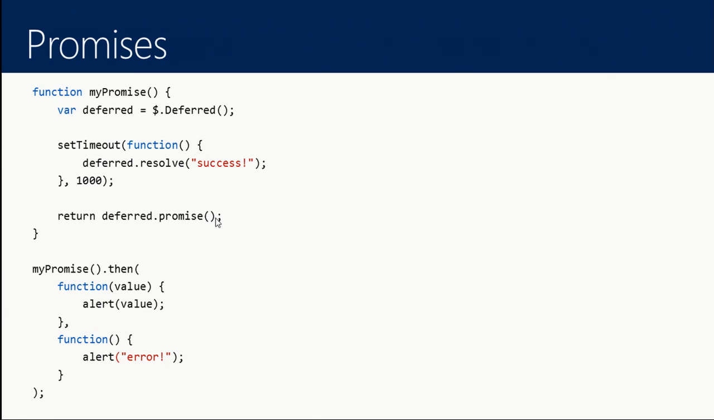So what happens when you make this call to myPromise is the call is going to finish before a second goes by, right? That makes sense. So you're going to get back the promise, but the setTimeout hasn't run yet. So you're holding an object, but that thing hasn't actually done anything yet, okay?